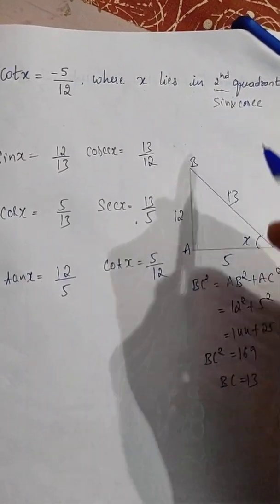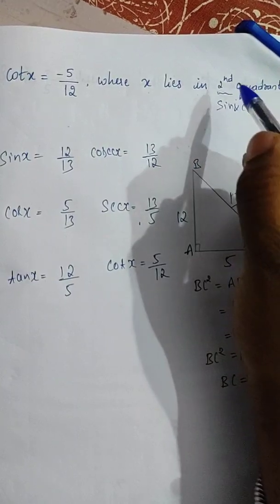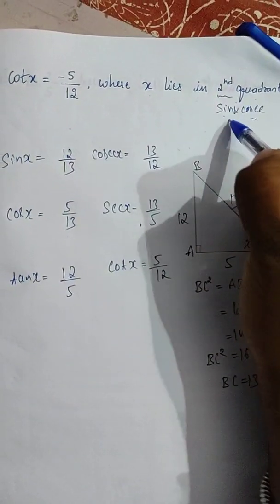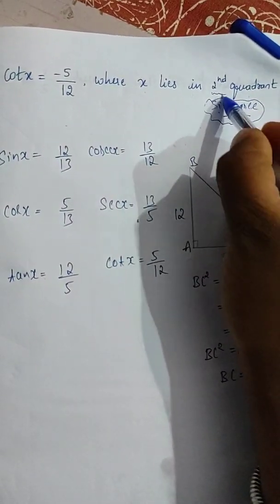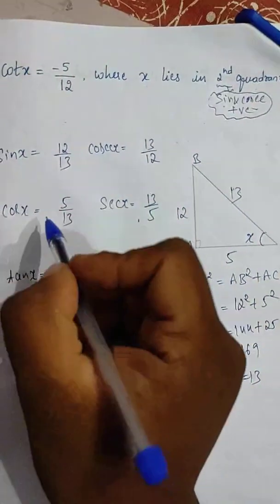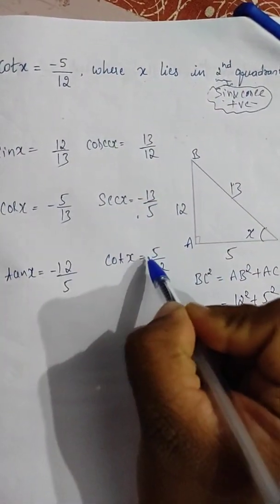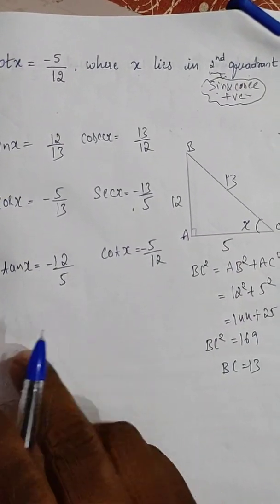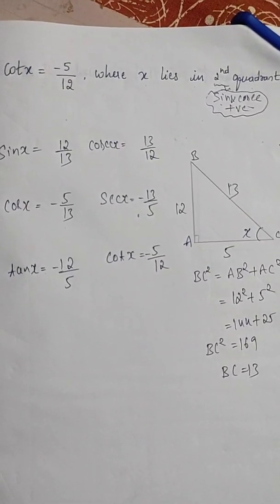What is the last step? Since x lies in the second quadrant, we decide the sign at the end. Since x lies in the second quadrant, sin and cosecant are positive. Rest all are what? Negative. So cos is negative, secant is negative, tan is negative, cot is negative. Is it clear? So this is how we are solving this problem. Is it okay?